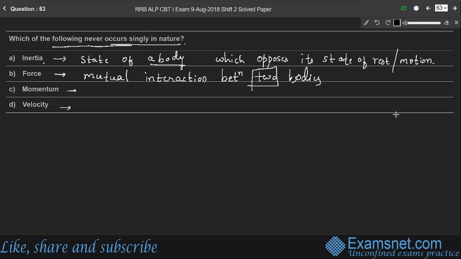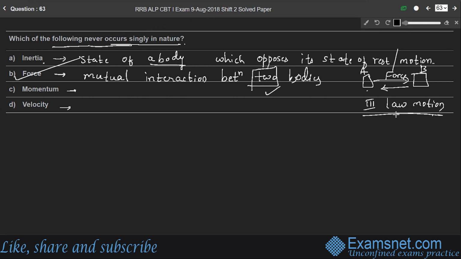This is on the basis of Newton's third law. For every action, there is always an equal and opposite reaction, right? So if one body exerts some force, with A and B being two bodies, then the other body in turn exerts the same amount of force on the first body, right? Therefore, by the third law of motion, we can experience the force. There should be at least two bodies in order to experience the force. So force doesn't occur singly in nature.